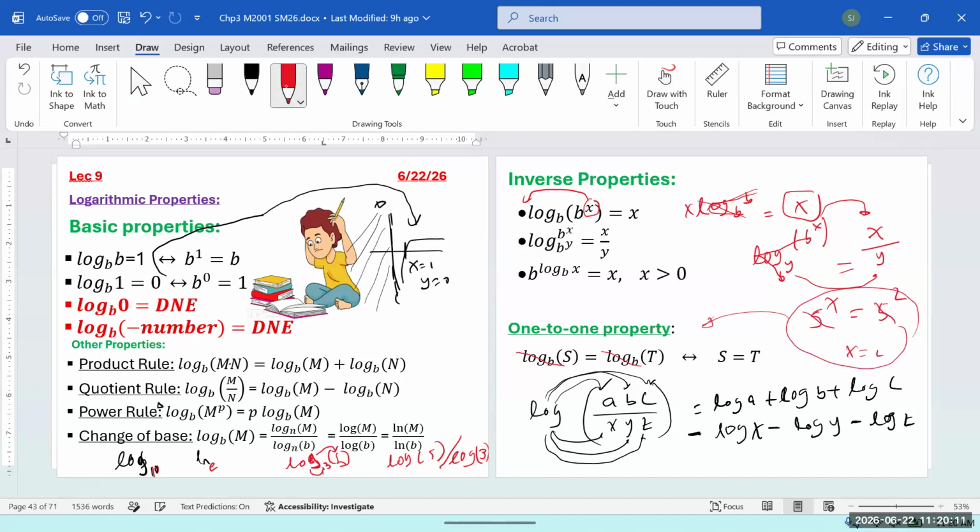This one is the same. As long as you have the same log with the same base, you can cancel them and then set the two arguments equal to one another. And these are all the properties you need to know for log functions.